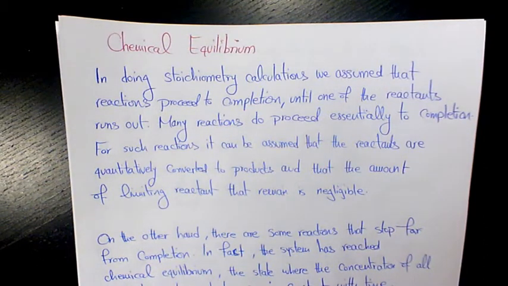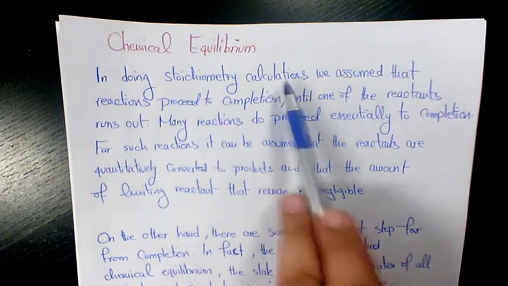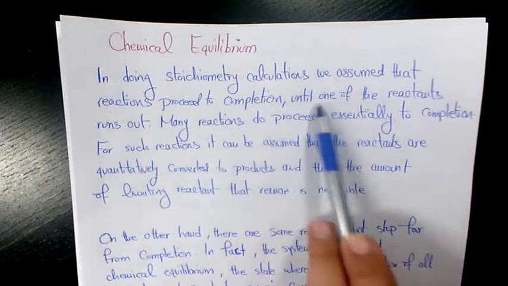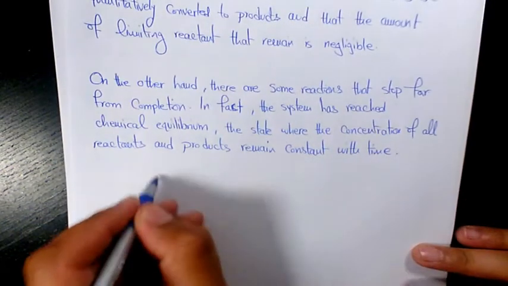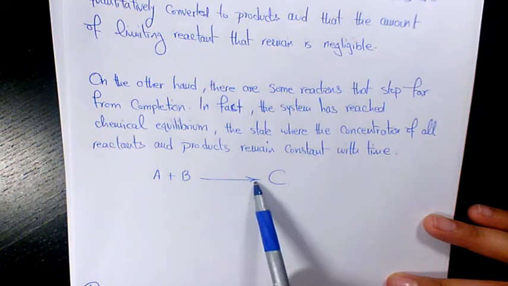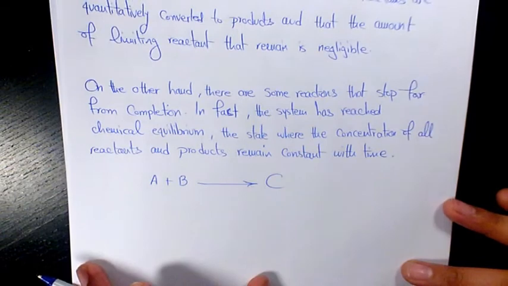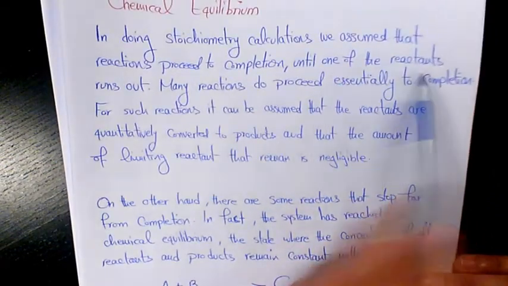Welcome to another video. In this video I want to talk about chemical equilibrium and how to find the equilibrium constant. In doing stoichiometry calculations, we assume that reactions proceed to completion until one of the reactants runs out. So basically when A plus B gives C, if we have a one-way reaction, the reaction is going to be complete when A or B is consumed completely, so until one of the reactants runs out.